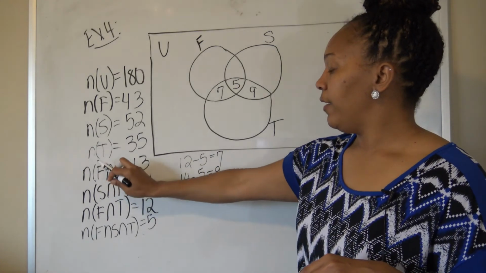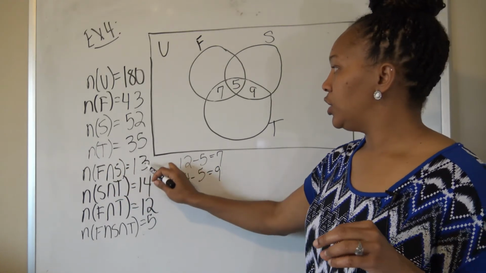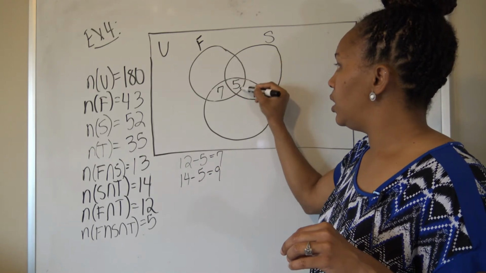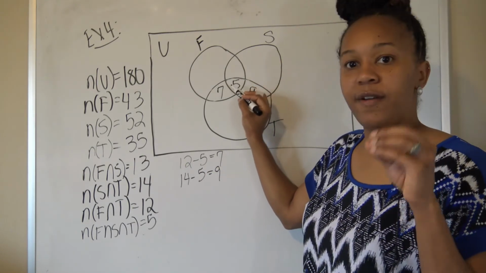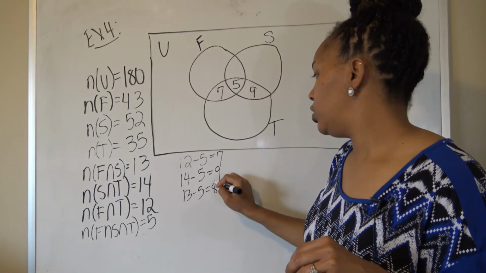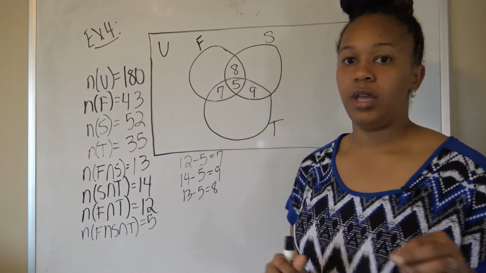And then the number in fraternities and sports is 13. So fraternities and sports here, that's this region, should be 13. There's already a 5 in there. So I will do 13 minus 5 to determine this region right here, which is 8.